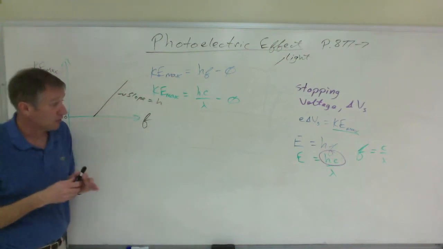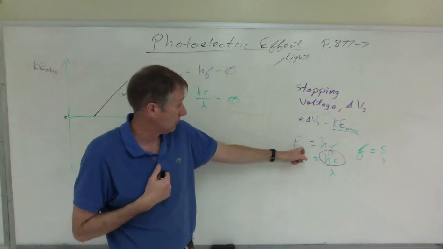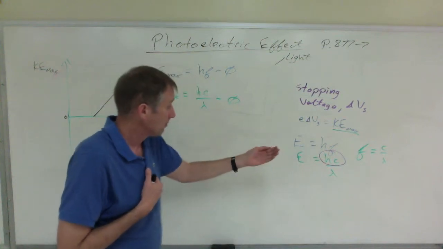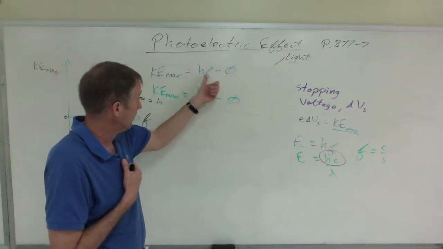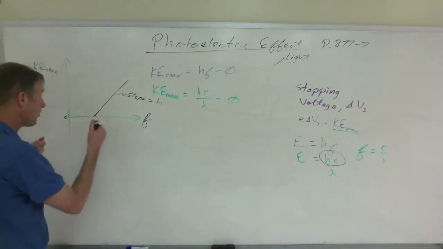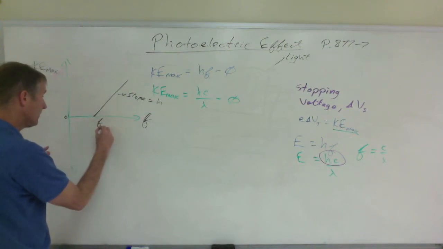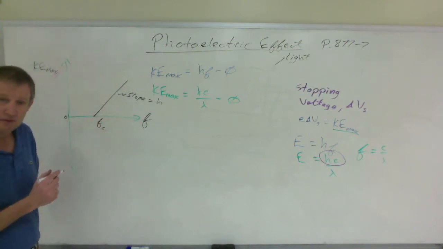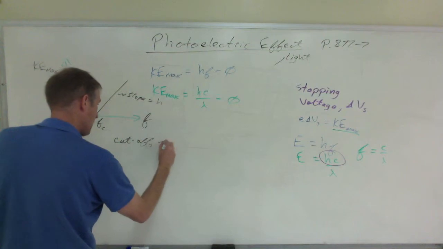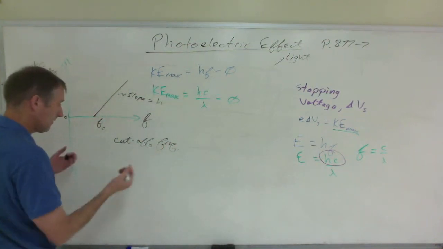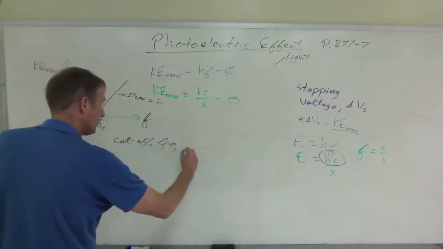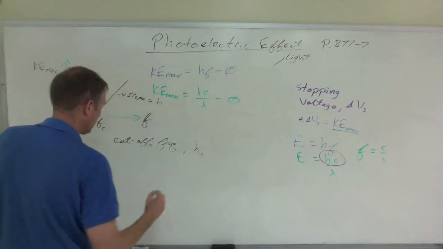High frequency, great, because the higher the frequency, the higher the energy, right? Energy equals h times f. The higher the frequency of light, the more energy the photons have. But as you decrease the energy, eventually you don't have enough energy to overcome the work function, and you no longer have any flow. This point right here is called the cutoff frequency, f subscript c. And the corresponding wavelength would be lambda subscript c.